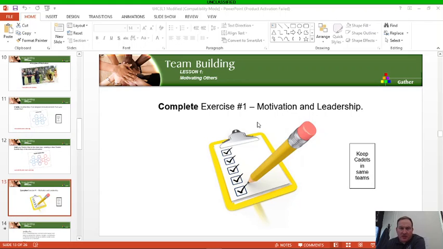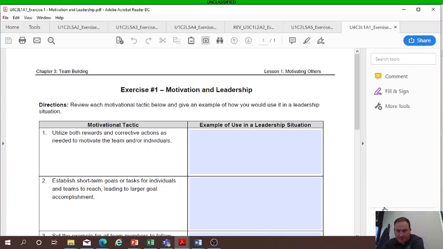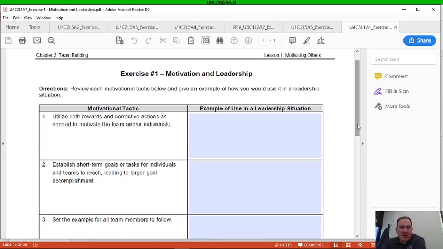This is a continuation of the lesson, Unit 4, Chapter 3, Lesson 1 on motivating others, which we also need to talk about motivating ourselves as part of that. We do have exercise 1 to take a look at. Let me pull that up here. Again, you have this in the lesson folder on your class page. So, just work through some of these, the various tactics, and give an example of use in a leadership situation.